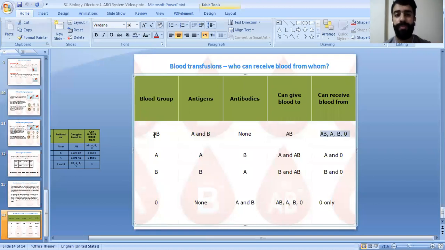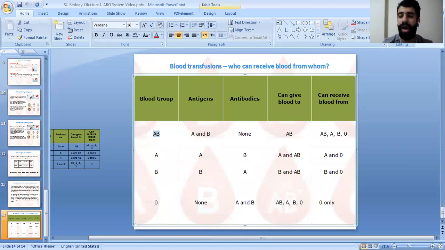You have to know that blood group A has antigen A and antibody B. It can give blood only to A and AB and can receive only from A and O. Blood group B has antigen B and antibody A. It can give to B and AB and can receive only from B and O. Blood group AB has both antigens A and B and no antibodies. It can give to blood group AB only, and can receive from AB, A, B, and O.